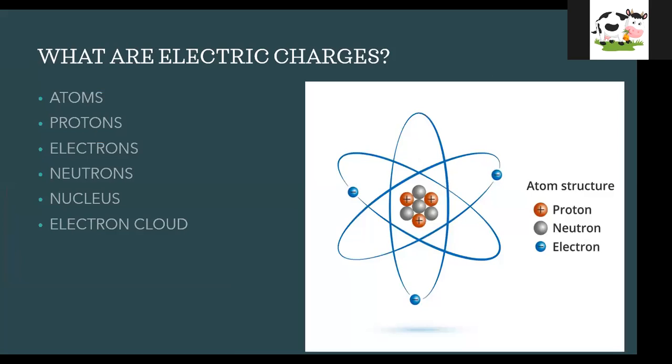So we'll talk a little bit more about what electric charges are. For that, we'll have to learn a little bit more about the structure of an atom. So does anyone know what an atom is?